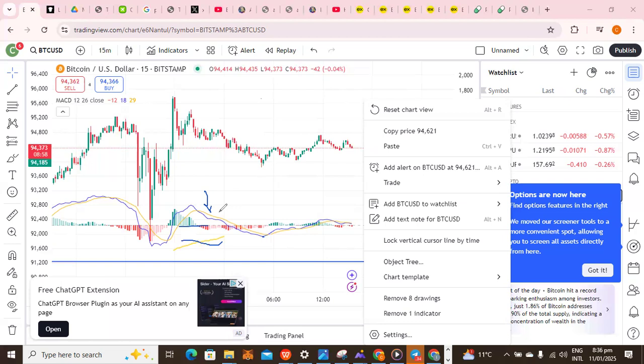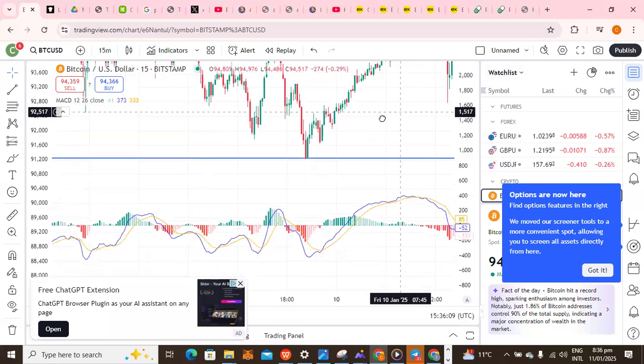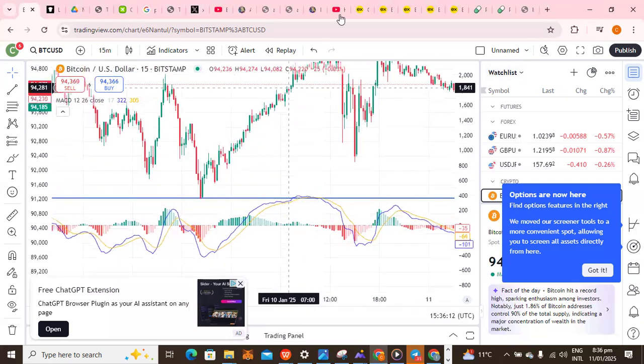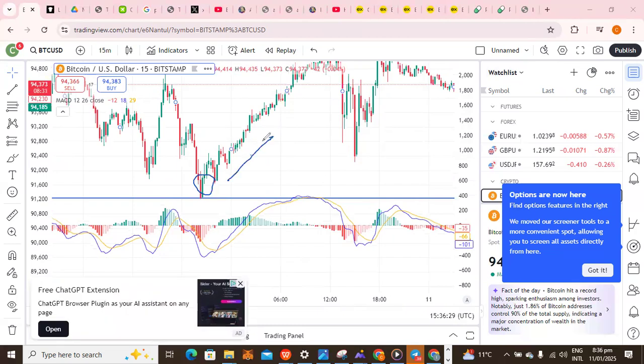Let's go back and see if we can find some in real time over here. If you can see over here, let me just go back. Now you can see very clearly that we got a very big dump over here. Where are my annotations? All right, so as you can see, there was a very big dump and then there was a pump.